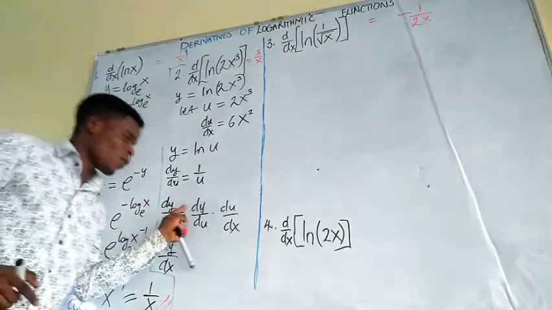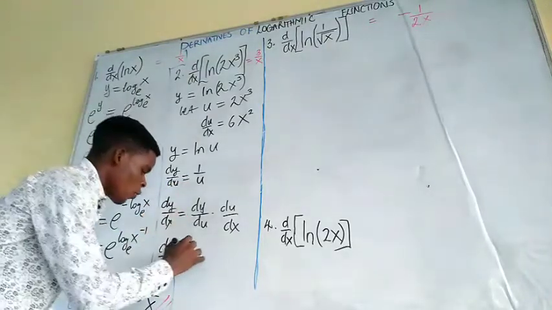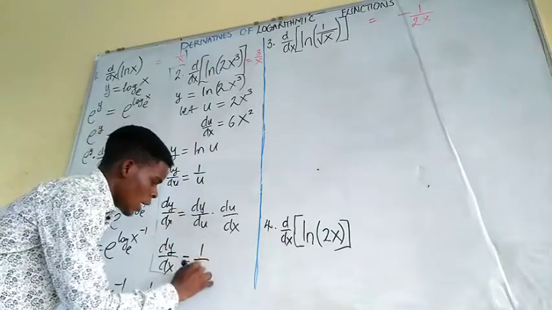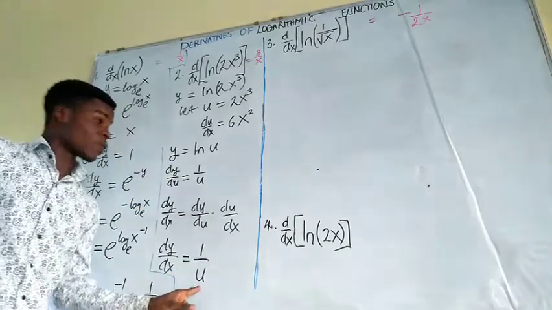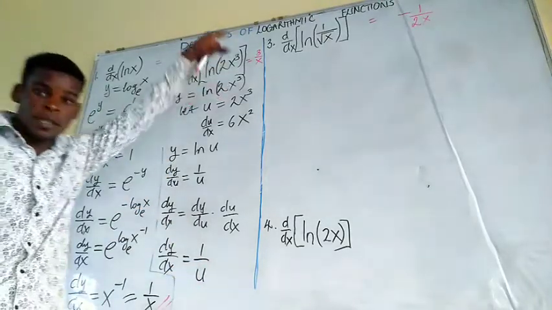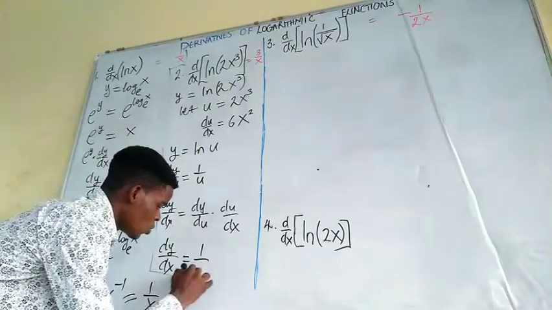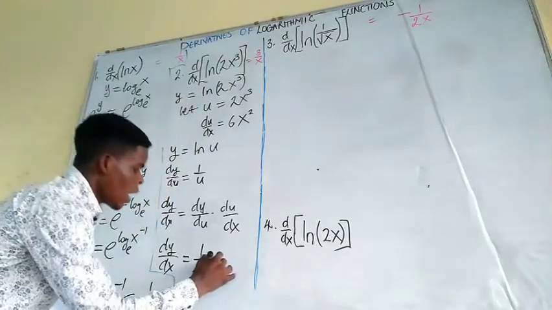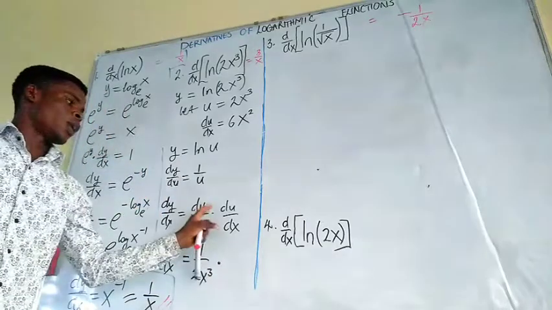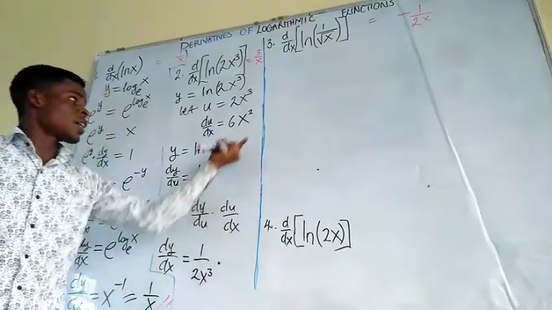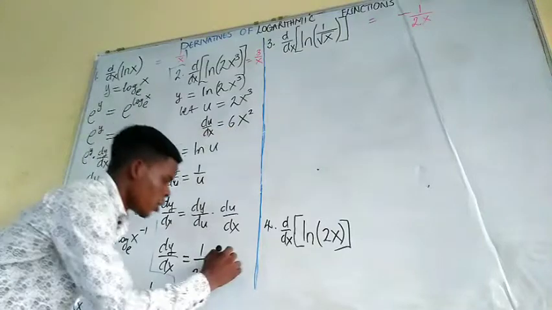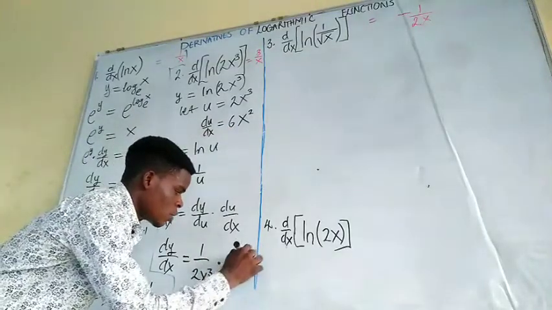So the derivative of y with respect to u was giving us 1 over u, where u is equal to 2x to the third degree. So in place of u, we put 2x to the third degree, and we multiply with the derivative of u with respect to x, which is giving us 6x squared. Just have the 6x squared.